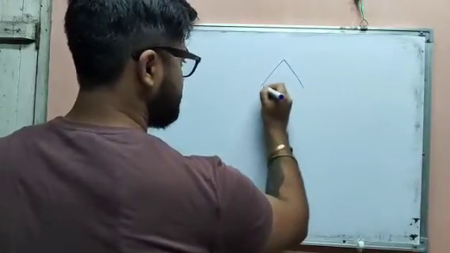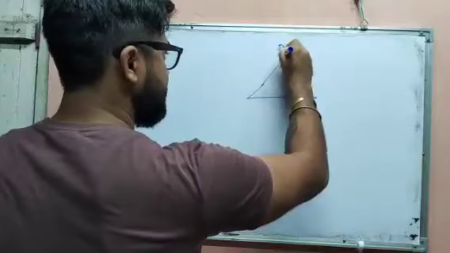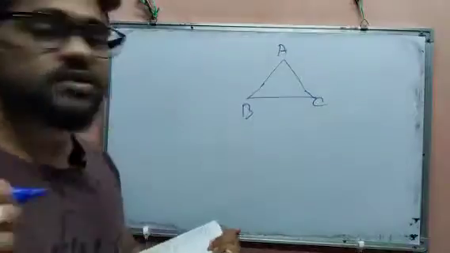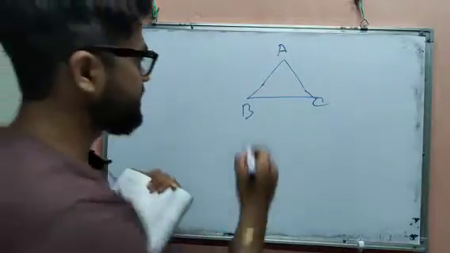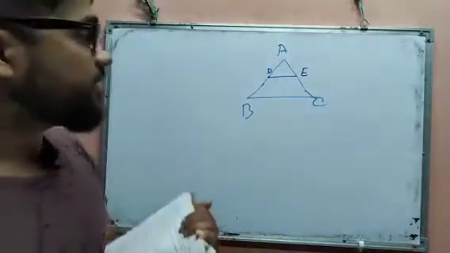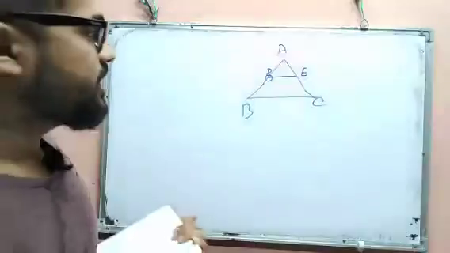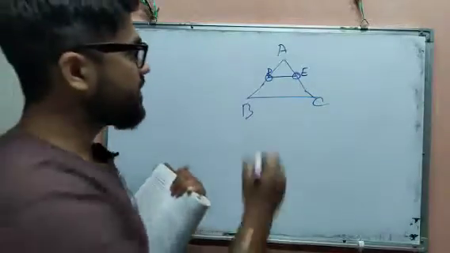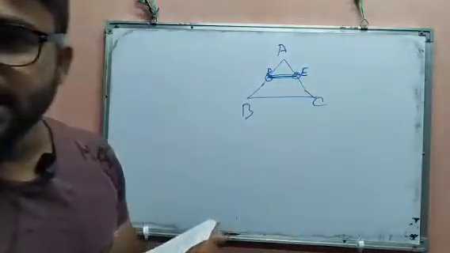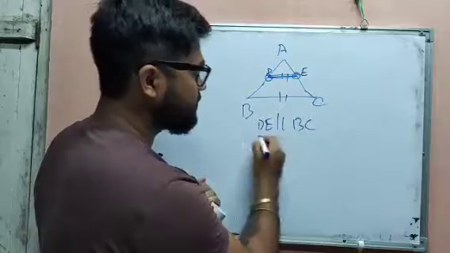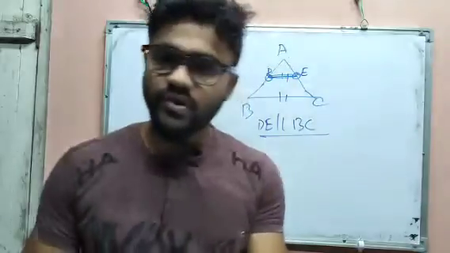For understanding, let me draw a diagram. Say ABC is a triangle. Now we consider a line segment DE. What happens if D is the midpoint of AB and E is the midpoint of AC? The midpoints are joined by the line DE, and DE will be parallel to BC according to the midpoint theorem.